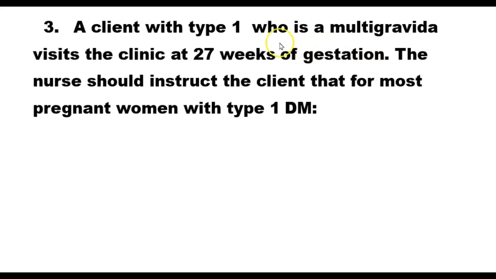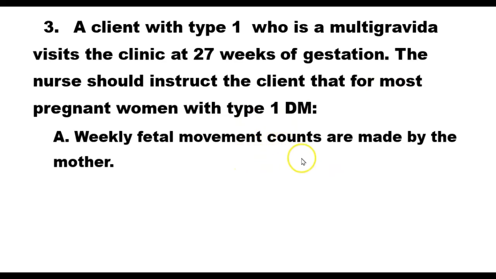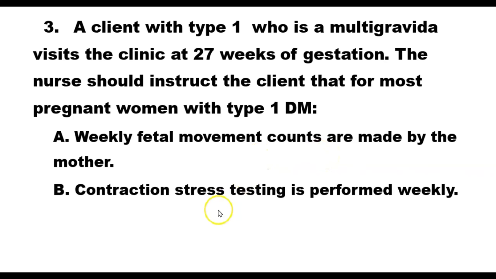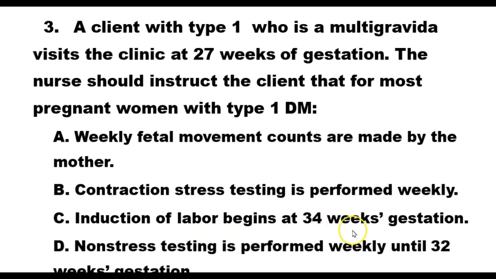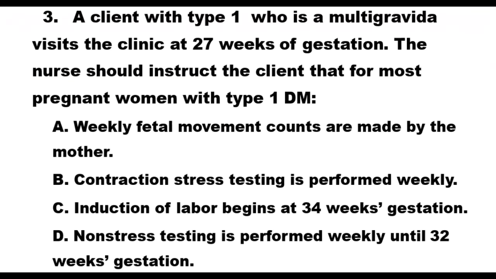Question number 3. A client with type 1 diabetes mellitus who is multigravida visits the clinic at 27 weeks of gestation. The nurse should instruct the client that for most pregnant women with type 1 diabetes mellitus, A. Weekly fetal movement counts are made by the mother. B. Contraction stress testing is performed weekly. C. Induction of labor begins at 34 weeks of gestation. D. Non-stress testing is performed weekly until 30 weeks of gestation. Think over it for 5 seconds.